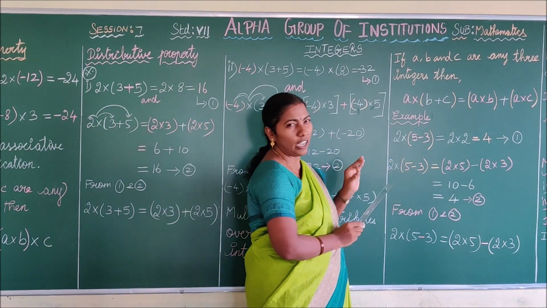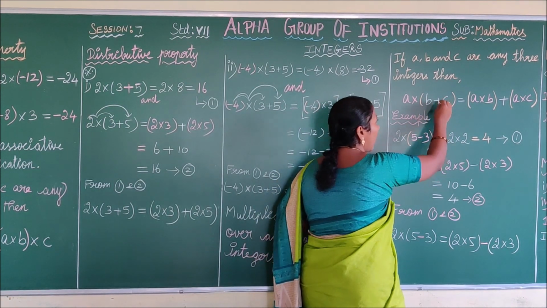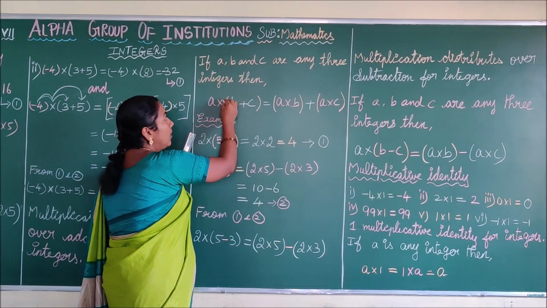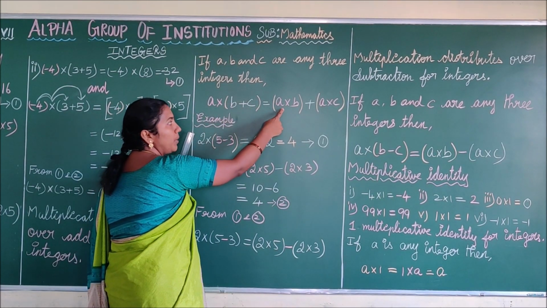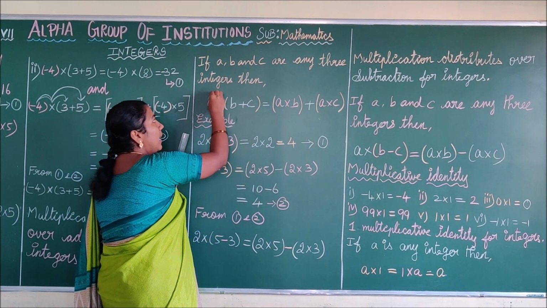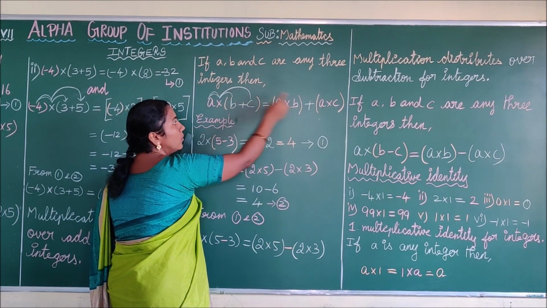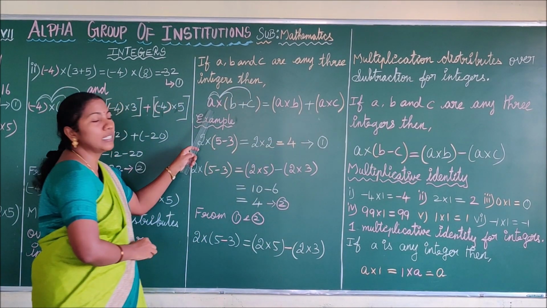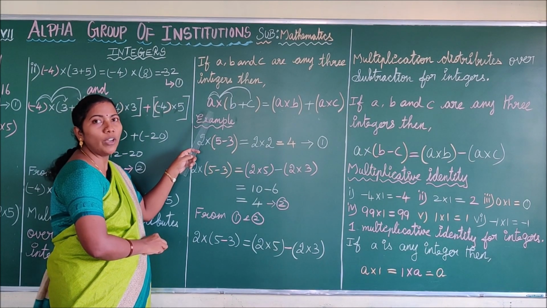You have to listen carefully, children. Inside the bracket, you have to use the operation plus. A into B plus C is equal to A into B plus A into C. It's clear, children? A into B plus A into C. This property is called the distributive property of multiplication over addition.